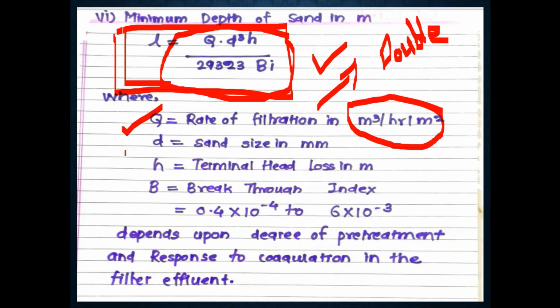Then sand size in mm, just as we have seen. Then terminal head loss in meter, that also we have to assume. Then breakthrough index means 0.4 into 10 raised to minus 4 to 6 into 10 raised to minus 3.